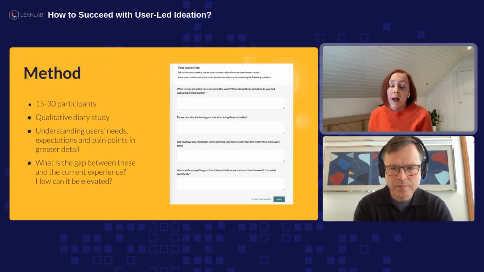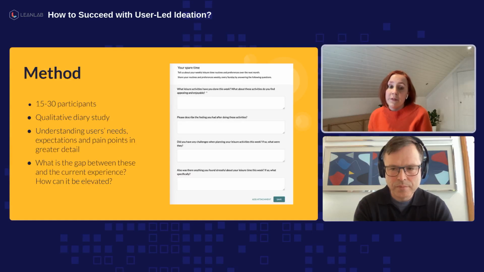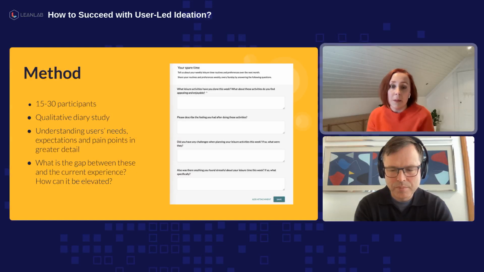And one way to start answering these questions is, for example, running a qualitative diary study with a smaller group of users, really understanding the users and the different user segments' needs, expectations, pain points in greater detail. And through that, really starting to understand what the gap between these and the current experience is. How can it really be elevated?